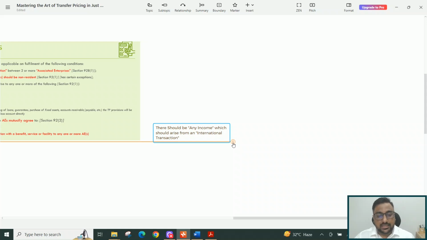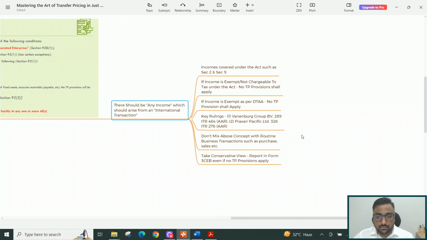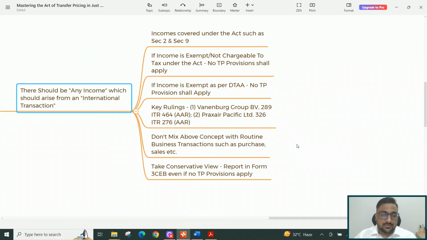There should be any income. As we read, there should be any income which arises from an international transaction. Now, what are the aspects that we are required to consider? First is, what is income? The definition of income is provided under section 2, and further under section 9 also there are certain events or activities which have been called incomes. Apart from that, there may be some incomes in other provisions under the Act. So first you need to understand what is income, right? These are the incomes which are covered under the Act.